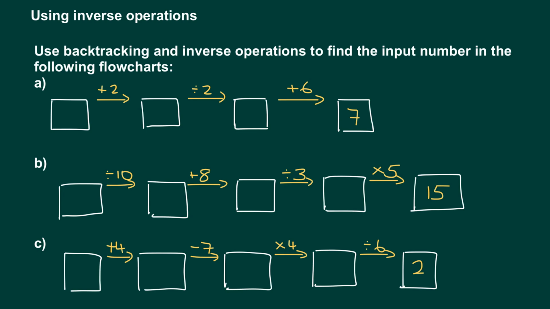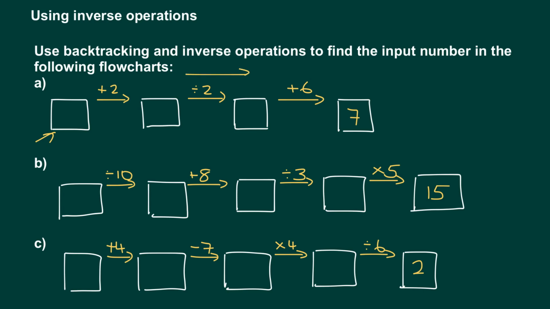Alrighty guys, so let's have a look at these three flowcharts now and work out this particular question. It says use backtracking and inverse operations to find the input number in the following flowcharts. So as we learned at the start of this lecture, inverse operations basically just means going back down the actual flowchart to find our original input number. The difference between the first question we did and this question is that in the first question we had the input number and then we had to go forwards, or to the right of the flowchart, to find the output number.